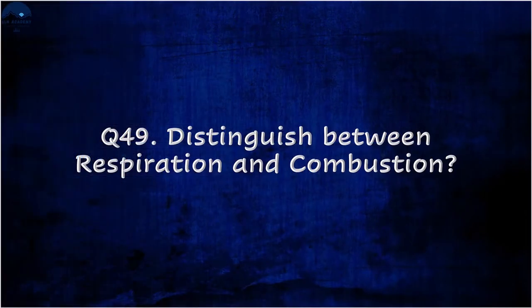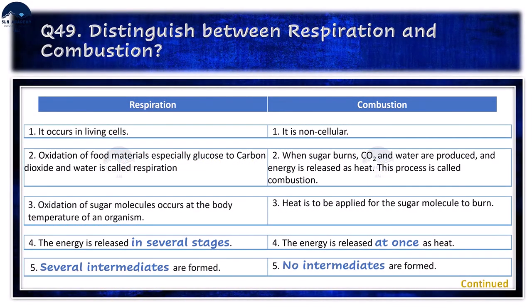Question 49. Distinguish between respiration and combustion. Respiration occurs in living cells. Combustion is non-cellular. Oxidation of food materials, especially glucose, to carbon dioxide and water is called respiration. When sugar burns, CO2 and water are produced, and energy is released as heat. This process is called combustion.